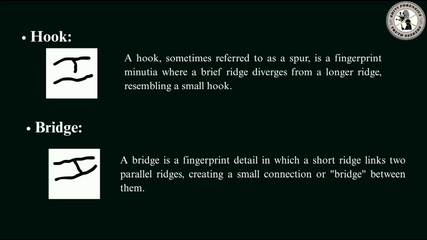Next one is hook. A hook is a short ridge that branches off a longer ridge and ends abruptly. Next one is bridge. A bridge is a small ridge that connects two adjacent parallel ridges. It can be straight or curved, often acting as a linking element between major ridge lines.